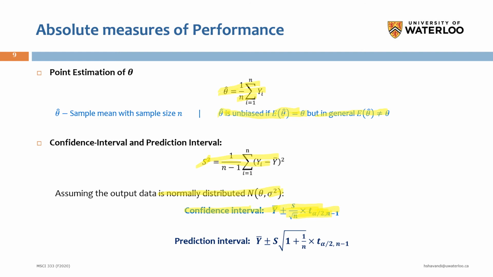And we can also obtain a prediction interval here, which is different from the confidence interval. It will be y bar plus minus s times the square root of 1 plus 1 over n times t half alpha and n minus 1. As you see here, the prediction interval and confidence interval are different things. So we'll see the concept of the confidence interval and prediction interval, and when and how we can use these two measures, okay?